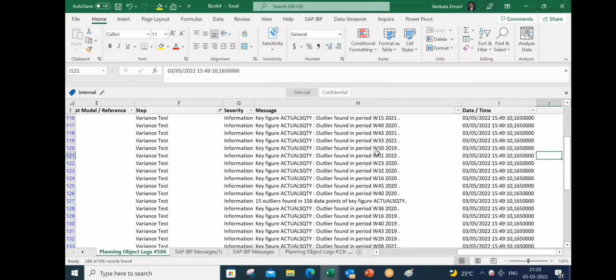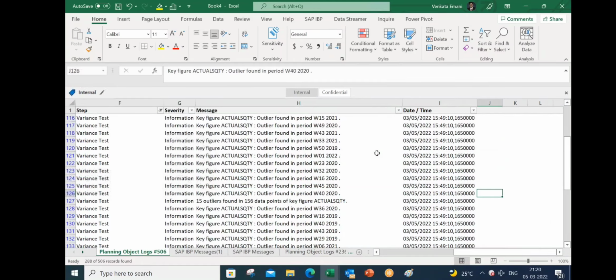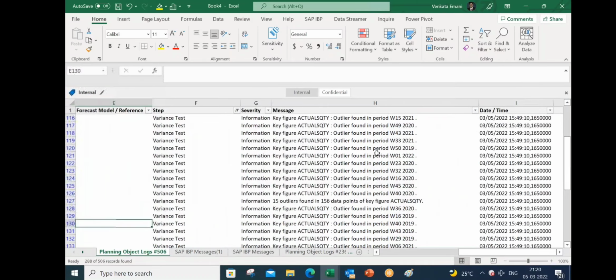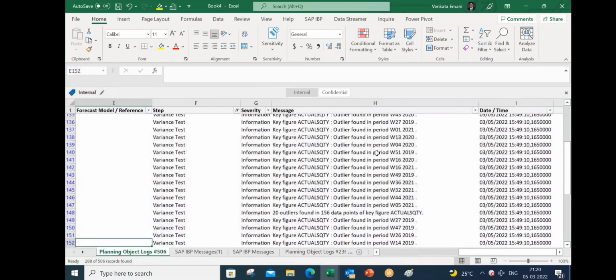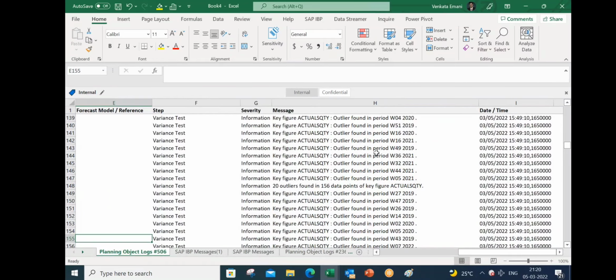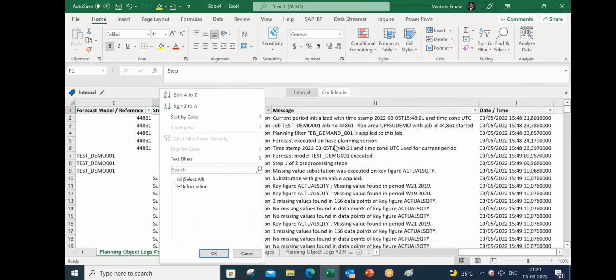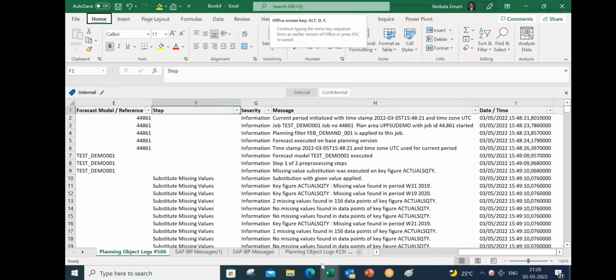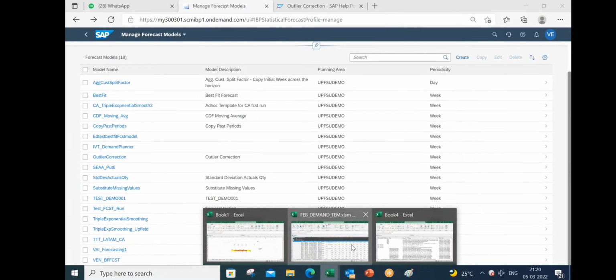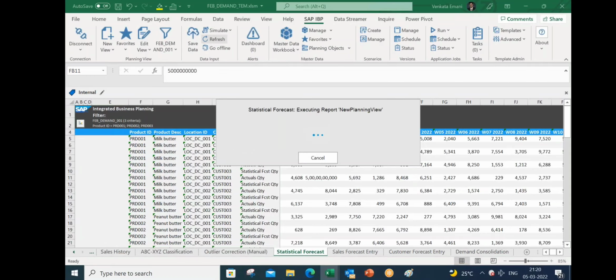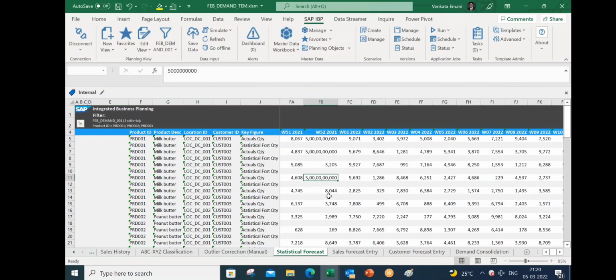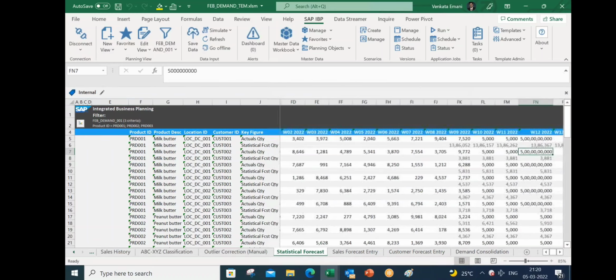I just want to show you. See, it is finding on an average 15-16 outliers. So what we try to do actually, we'll refresh now. And the forecast is calculated now.